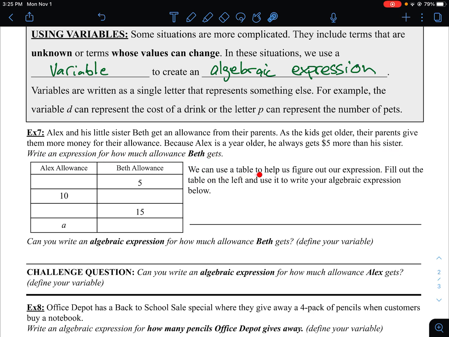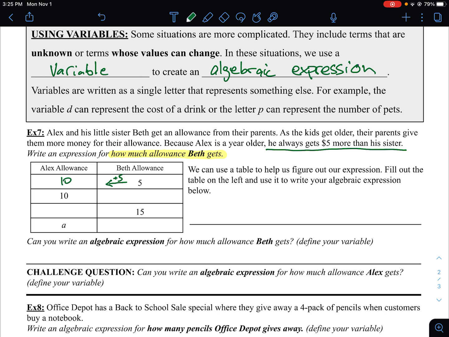So we can use a table to help figure out our expression. Fill out the table on the left and use it to write your algebraic expression below. So we need to write an expression for how much allowance Beth gets. So if Beth gets 5, how much does Alex get? Well, he always gets $5 more than his sister. That's what we know. So we just add 5 to whatever Beth gets, and we have Alex's allowance.